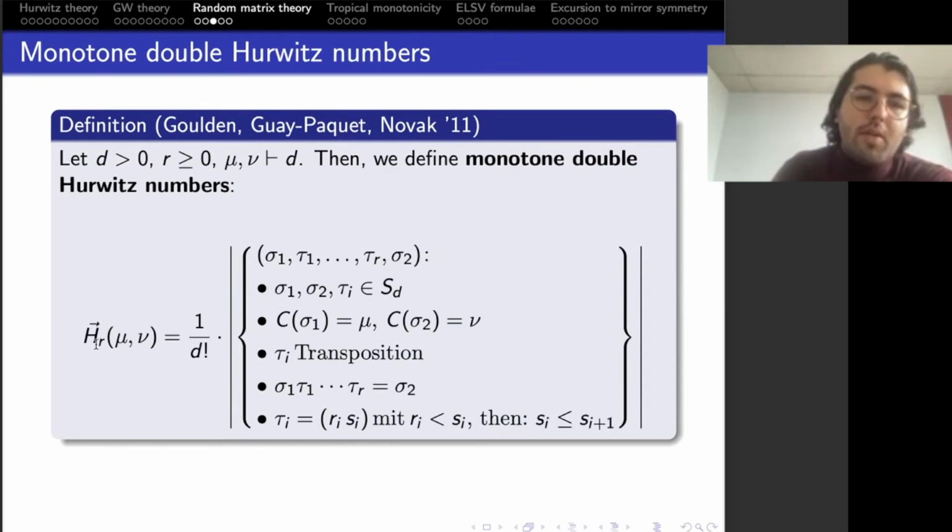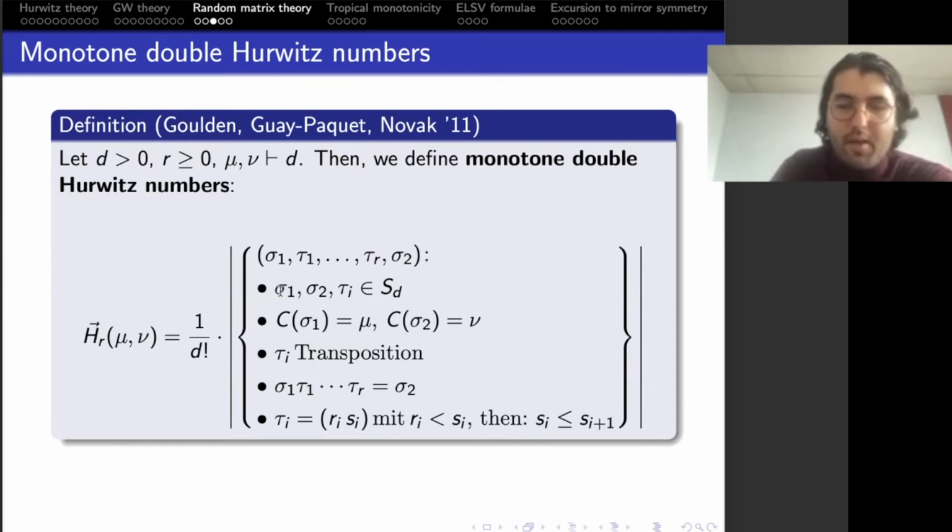So we have this monotone double Hurwitz number right here, h, r, mu, nu, where in this case we put an arrow over this to indicate that this is a monotone double Hurwitz number, and we define this as equal to 1 over d factorial times the cardinality of a set, and this is a set of tuples sigma 1, tau 1 to tau r, sigma 2, where the first four conditions are exactly the four conditions provided by Hurwitz's theorem.